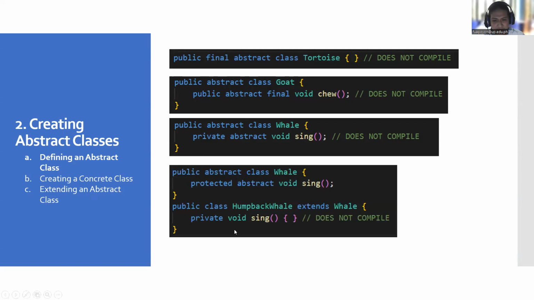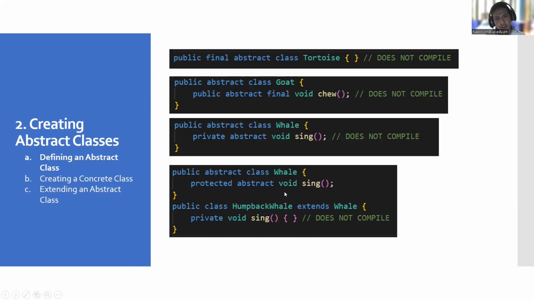Okay, next one, we are correcting it now, no? Protected abstract void sing. Public class humpback whale extends whale. So this one you are reducing the accessibility of the method. So that is also not allowed. That is part of your overriding method rules, that you cannot reduce the accessibility. So here it's protected and then you reduce it to private. That is also not allowed.